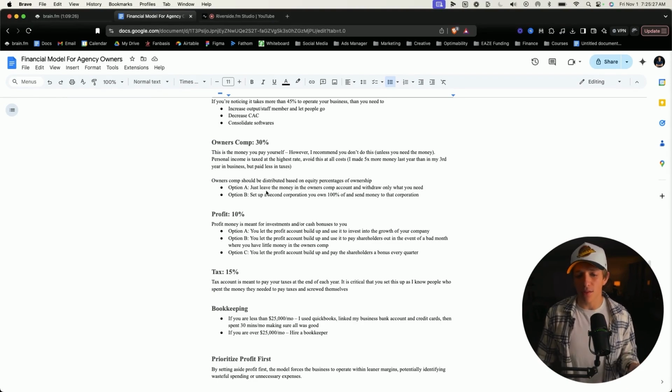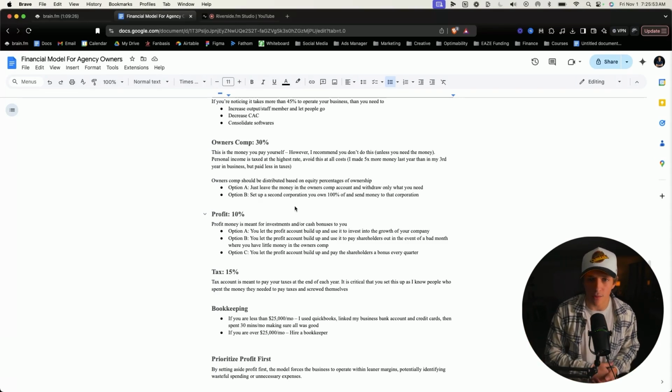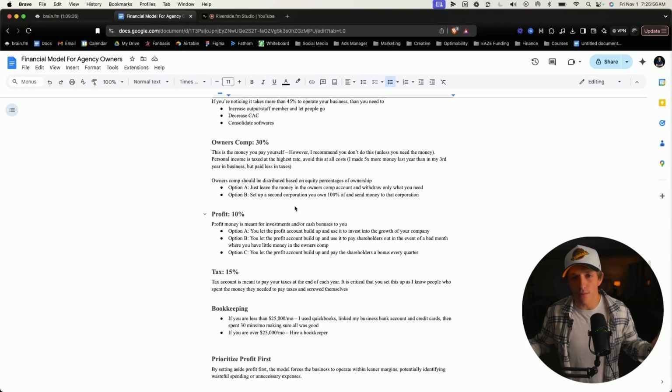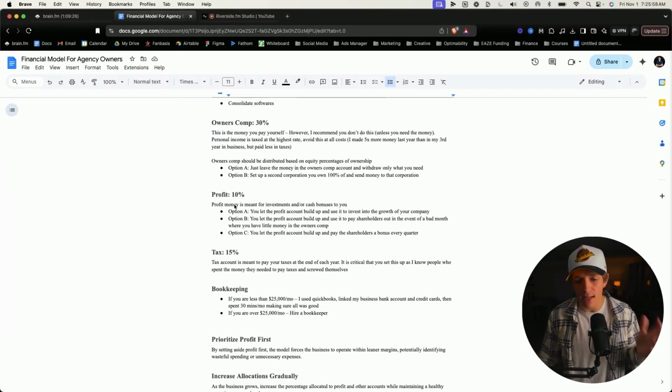Option A is just to leave the money in the owner's comp account and withdraw only what you need, right? If you have a very good business partner, or if you own 100% of the company yourself, you can just do that. Or option B is to set up a second corporation you own 100% of and send the money to that corporation, right? So what we do here at Catalyst is that we leave the vast majority of the money just in the owner's comp account. We'll take a small salary every single month, and I'll send that to another corporation just to cover the bases and whatnot.